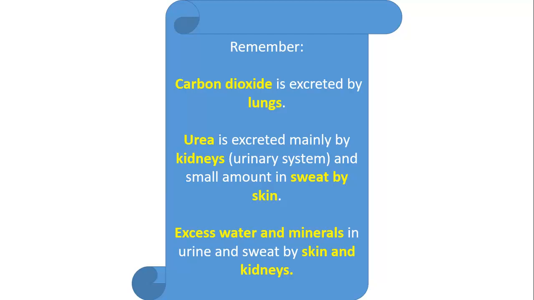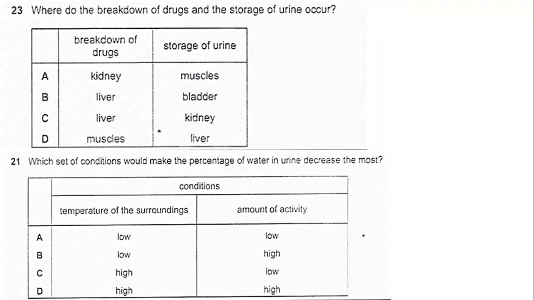Remember please, carbon dioxide is excreted from the lungs or by the lungs. Urea is excreted mainly by the kidneys, and there is a small amount that's excreted by the skin. Also, excess water and minerals in urine and sweat by the skin and the kidneys. So these are the ways of excretion that you need to always remember. Let's solve some questions together.